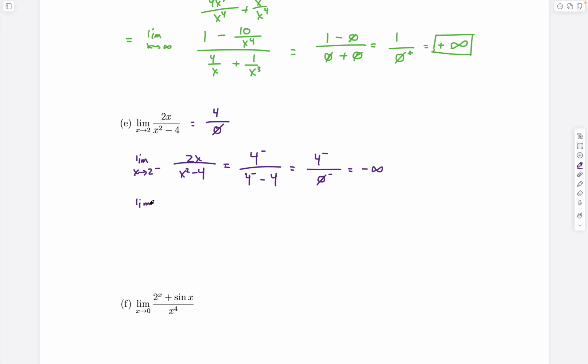Now, the question is, that's as we go 2 from the left, is going to 2 from the right going to produce the same value? Because if so, if this produces a negative infinity as well, then the final answer from both sides would be negative infinity. Well, let's figure it out.